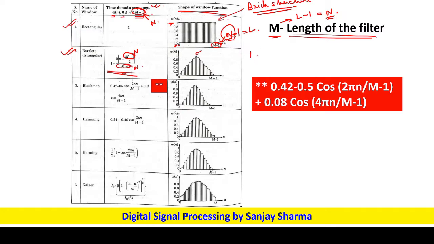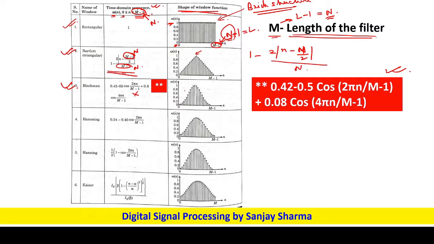So if you rewrite it, it gets 1 minus 2 modulus of n minus n by 2, divided by n. Okay, then we have the Blackman filter. This equation is a bit wrong, so please take this equation as the correct one: 0.42 minus 0.5 cos of 2 pi n divided by m minus 1, plus 0.08 cos of 4 pi n divided by m minus 1. So this m minus 1 is nothing but again capital N.